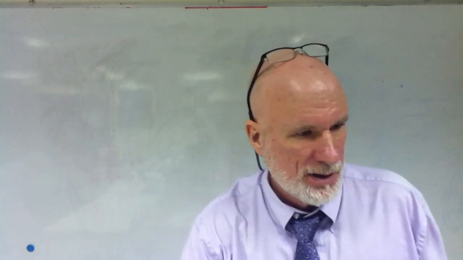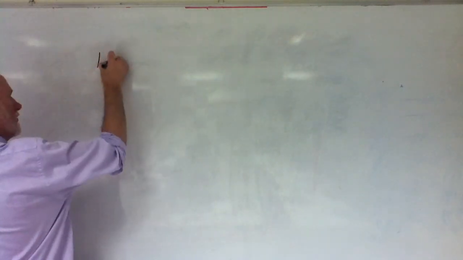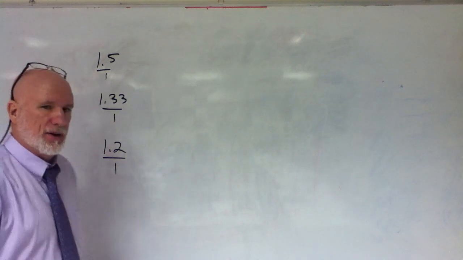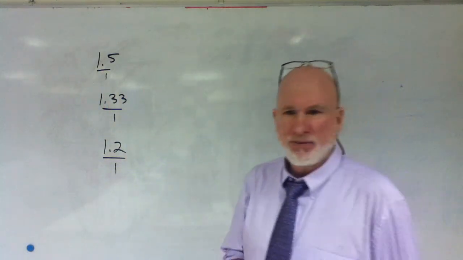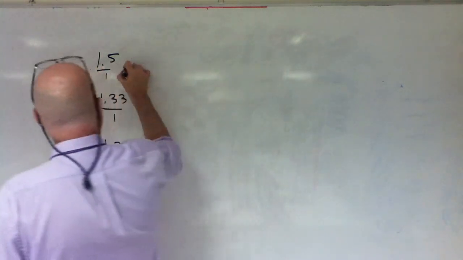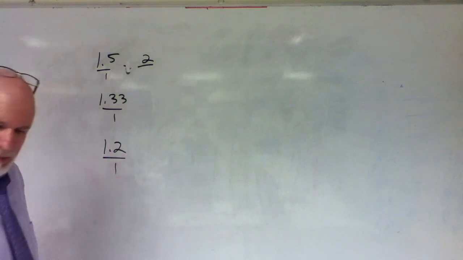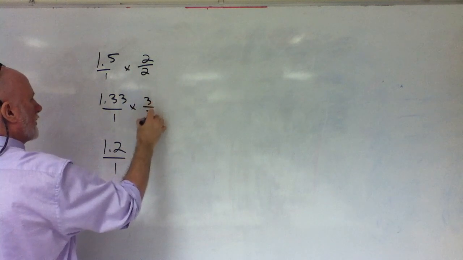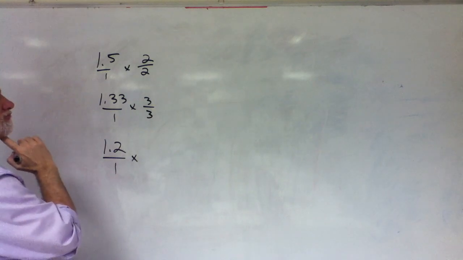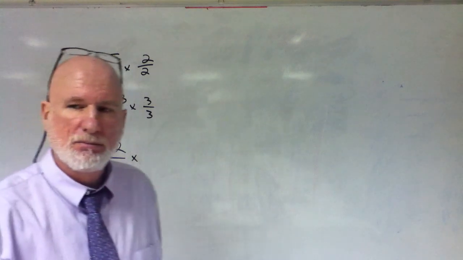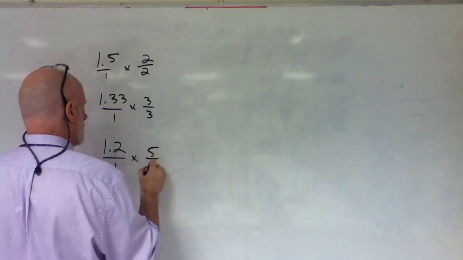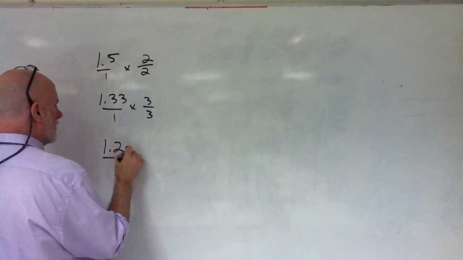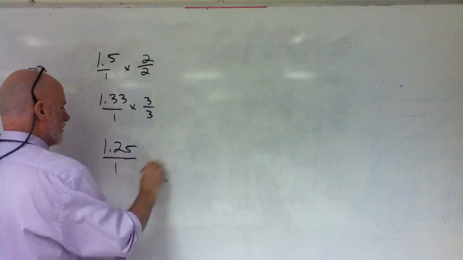So, let me show you this. 1.5 to 1, 1.33 to 1, 1.2 to 1. Those are three examples that you're going to come up with. This is easy. If you come up with 1.5, you multiply by 2 over 2. This will be 3 over 3, and this will be what? 1.2 5. Multiply by 5 over 5? What about 4? Let's not do 5 over 5. 4 makes it 4.8. Yeah, which is 1.25. No, that changes it.